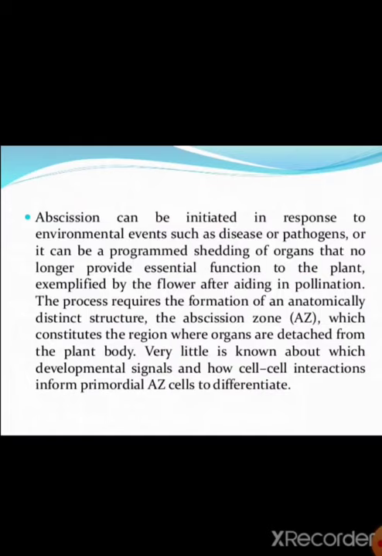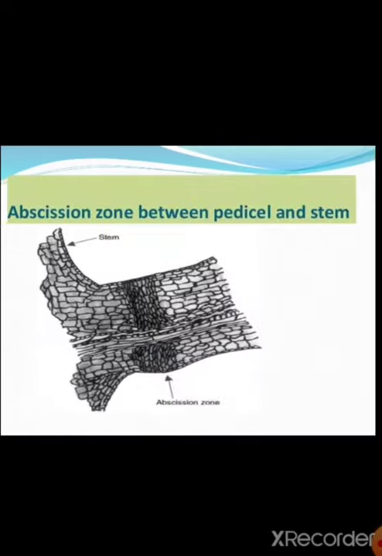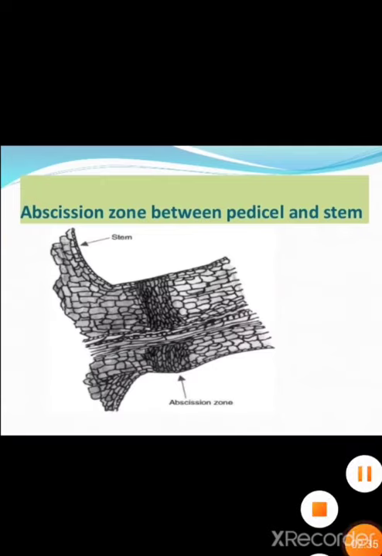For example, the flower after aiding in pollination. The process requires the formation of an anatomically distinct structure, the abscission zone, which constitutes the region where organs are detached from the plant body. Very little is known about which developmental signals and cell-cell interactions cause primordial abscission zone cells to differentiate. The diagram shows the abscission zone between pedicel and stem. The thickened, darker cells are the abscission zone cells.